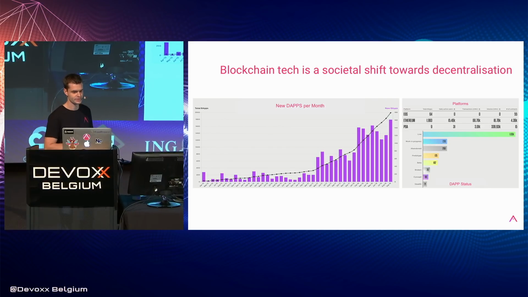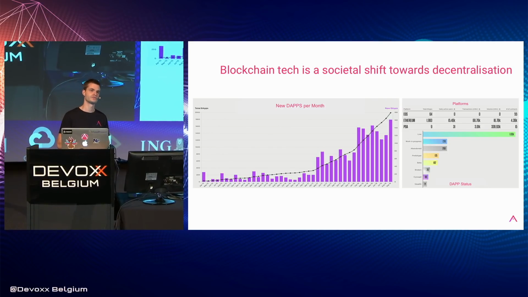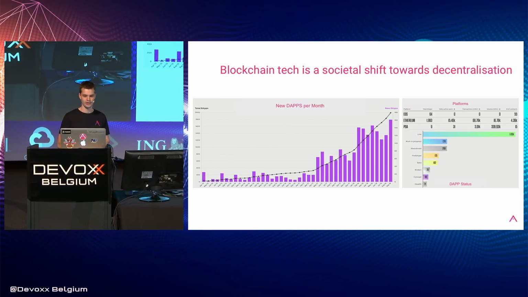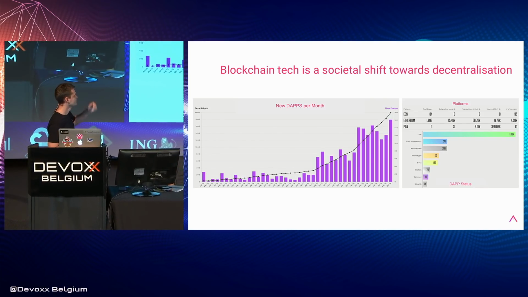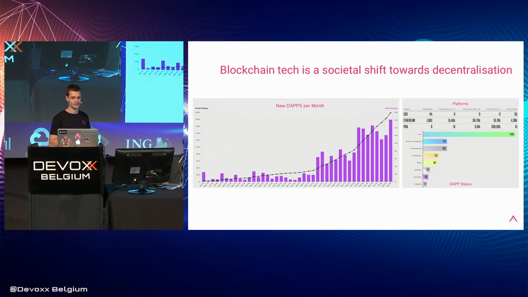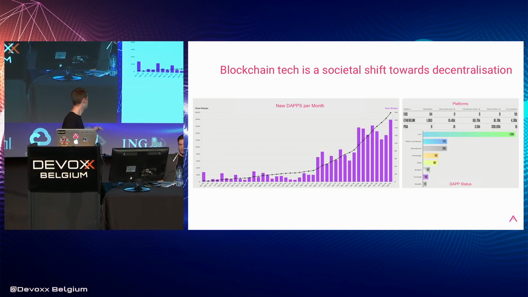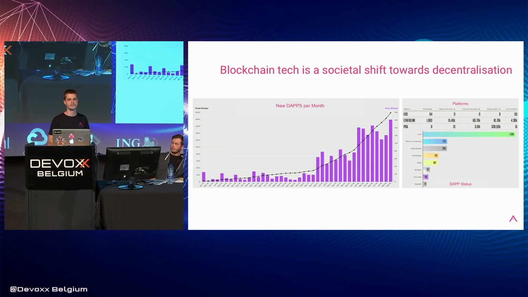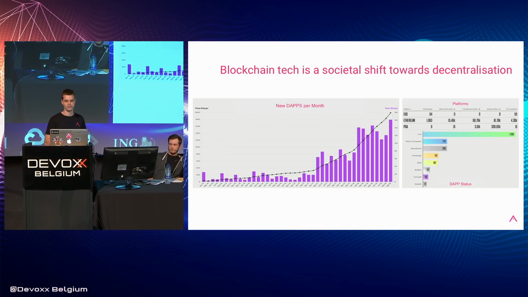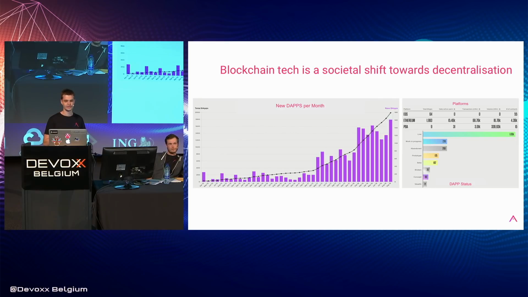So blockchain technology is a societal shift towards decentralization. If you look at the graph here, you see that there are a lot of decentralized applications being built right now. In the beginning, it was more like a linear growth, and then from May 2017, we got an exponential growth. And there's no sign of really slowing down.